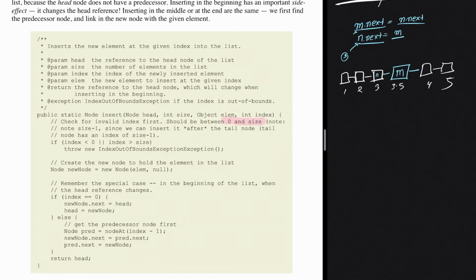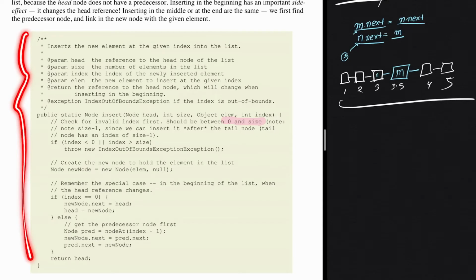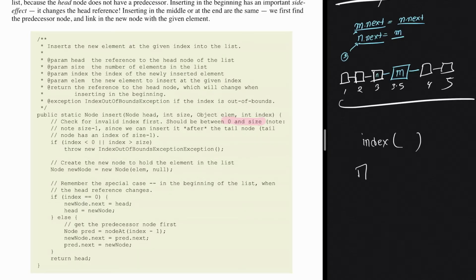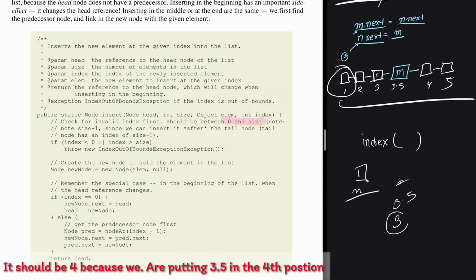So we can see what I said here in this portion of the code. We have functions defined to find the corresponding node of a particular index. So you give the index number and it gives you that corresponding node, right? So public stack, we have created a method that takes the head, the size of the elements in the list, the object element which you want to put inside, so 3.5 in this case, and the index, where you want to put it, so 3 for our case.